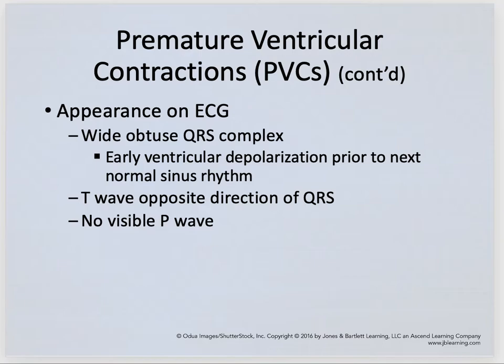So we call it a PVC, and what it looks like on the paper is the PVC is wide. So the QRS is what we're talking about. When you think of the ventricle, you're looking at the QRS. It's a very wide, obtuse QRS complex. Early ventricular depolarization prior to the next normal sinus rhythm. It'll make more sense when you take a look at the next photo. The T wave is in the opposite direction of the QRS, and usually no visible T waves.